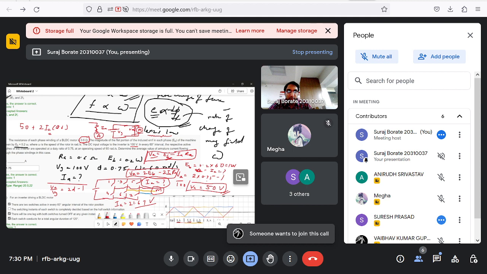Any doubts? Did you want to discuss some formula or something like that? Formula? Yes. Could you explain to us the concept of ripple torque? Is there any specific way to derive this value?